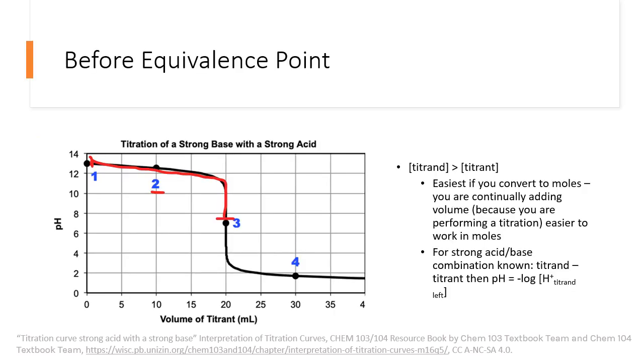In the region from right after the first drop is added until you get to the equivalence point, the titrand is greater than the titrant. So it's easier to convert into moles, and you're continually adding volume, which is why that is easier. You do the difference between the moles of titrand and titrant first, and you should have excess titrand when you're done. And when you have excess titrand left, that means you have H+ left, so you do negative log of the H+ left. And that is your pH for that region.